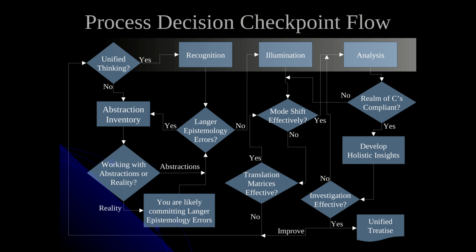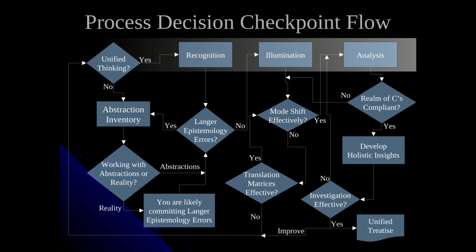Just as an aside, all of these boxes on the PDF chart here are linked back into the website, so you can click Langer epistemology errors, or you can click abstraction inventory, etc., and get that back in detail.